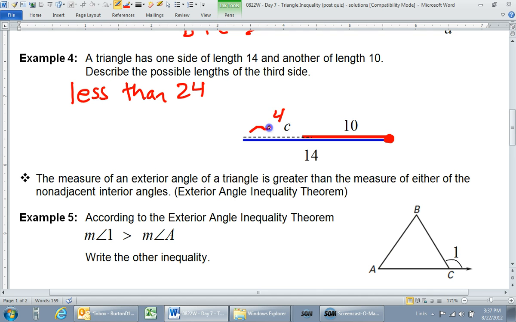Okay? That's 10. The red line's 10. Okay, because the entire distance has to be 14, the blue. And I've already got 10. That means the missing piece must be 4. 10 plus 4 would make our 14. Is everybody seeing it now? The missing piece would be 4. So that would be the shortest, the lower limit.